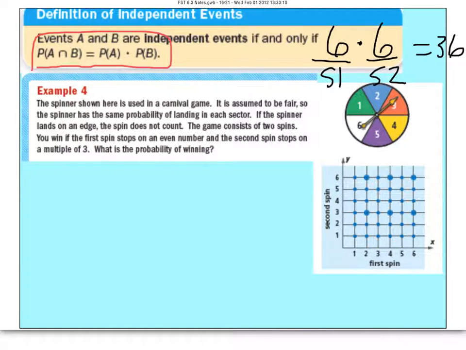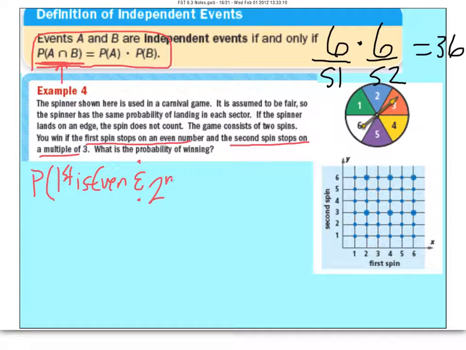Let's first start by finding the probability of A and B happening together. So I'm going to write the probability. Event A is that the first stops on an even, and B is the second stops on a multiple of 3. So I want to find the first is even. Remember this notation, that means and, so I'm going to put and. The second, I'm just going to put as a multiple of 3.